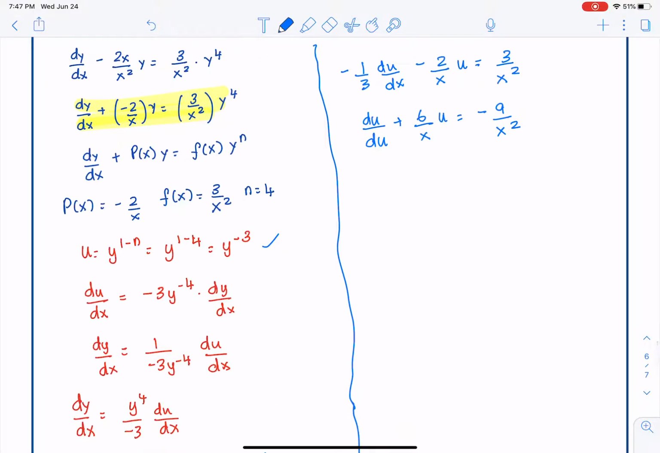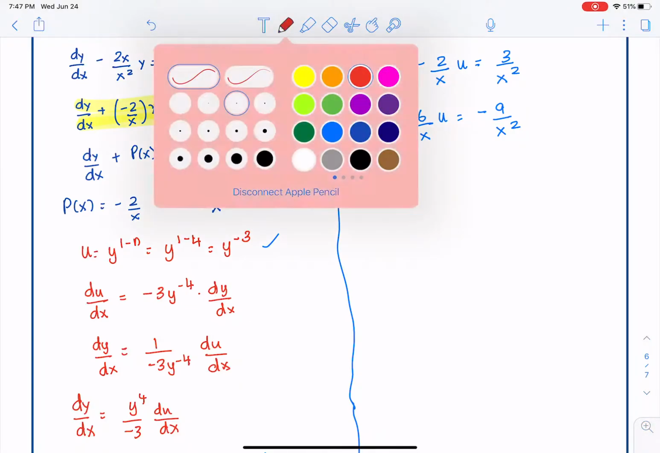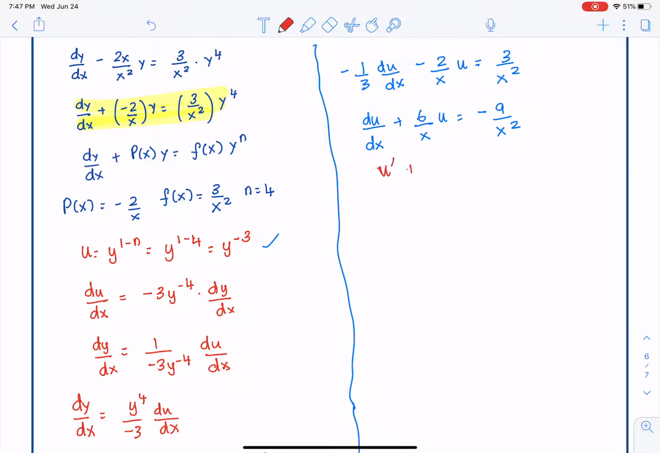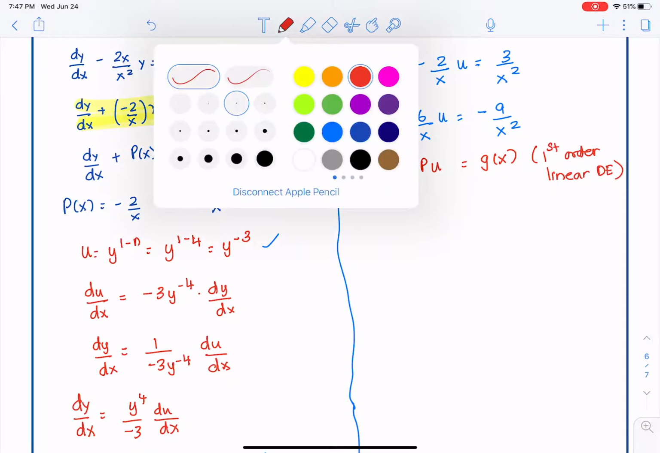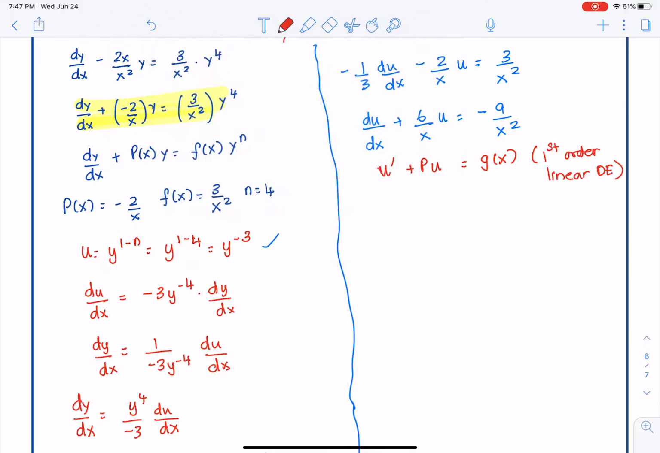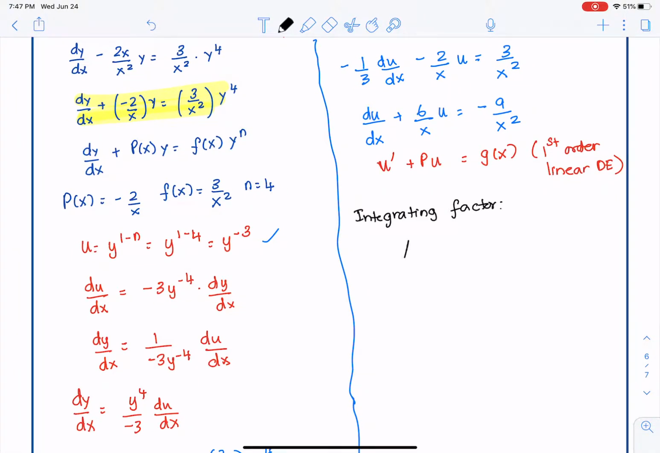Now that is a first order linear equation, and that looks like u prime plus p times u equals g of x. It's a first order linear dE. And we know how to solve that. The first step is to find the integrating factor, which is simply mu equals e raised integral p times dx.